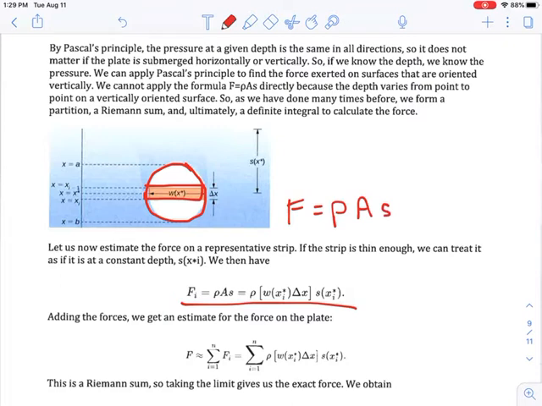So how do we figure out the cross-sectional area? If we're creating a little slab here, the cross-sectional area is going to be the width of that rectangle times the thickness of the rectangle. In other words, the area is the width times delta x. So the force being exerted on this plate is the density times the cross-sectional area times the depth, these three things.